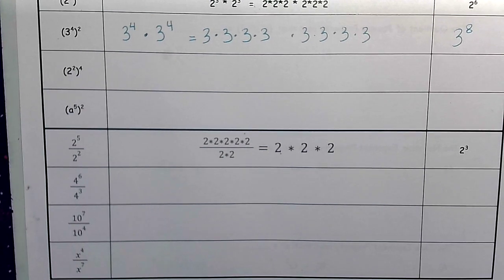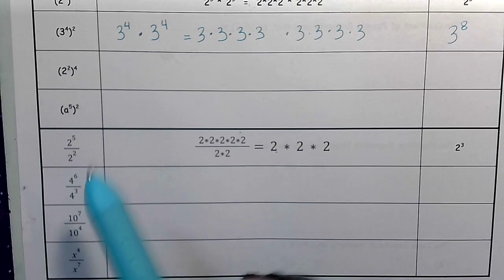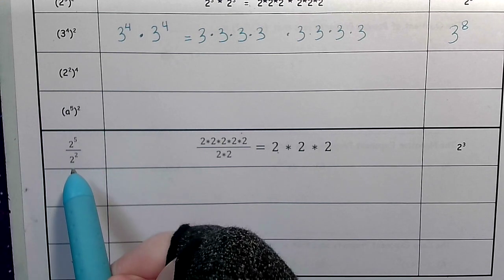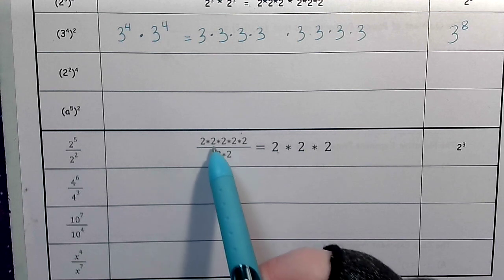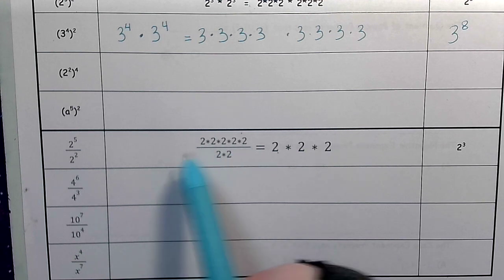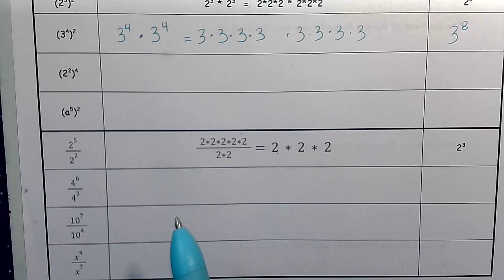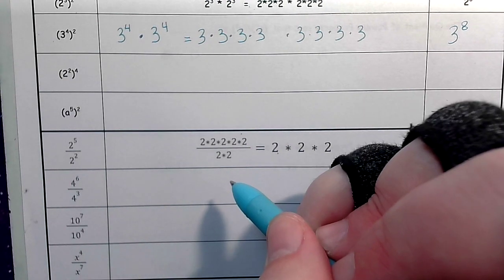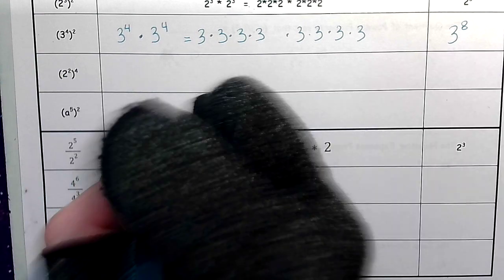And then our final section here involves things with exponents on top of each other. So here we have 2 to the fifth over 2 to the second. So 2 to the fifth, 2 times 2 times 2 times 2 times 2, over 2 to the second, 2 times 2. Now the way that we do this is, as we know, anything divided by itself equals 1.